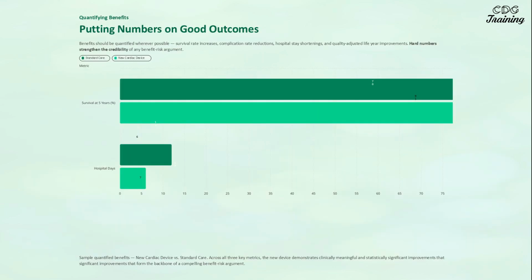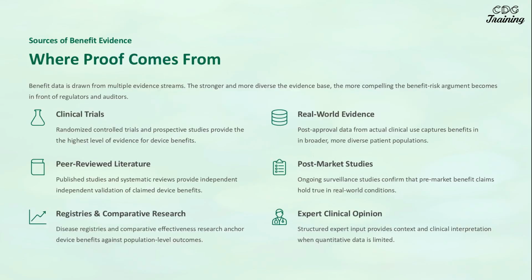Quantifying benefits is essential. Survival rate increases, hospital stay reductions, and quality-adjusted life year improvements provide tangible evidence of benefit-risk arguments. Benefit data is drawn from clinical trials, real-world evidence, and expert clinical opinion. The stronger the evidence, the more compelling the benefit-risk argument.